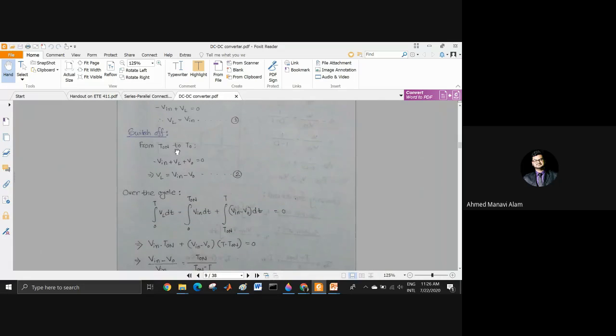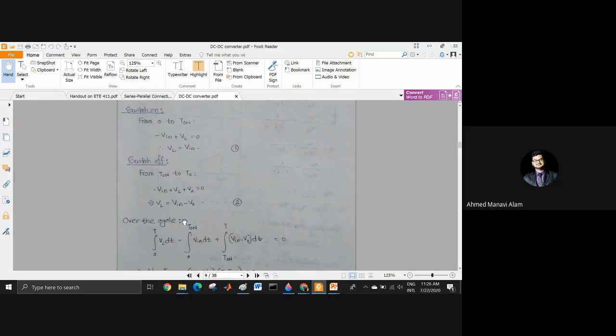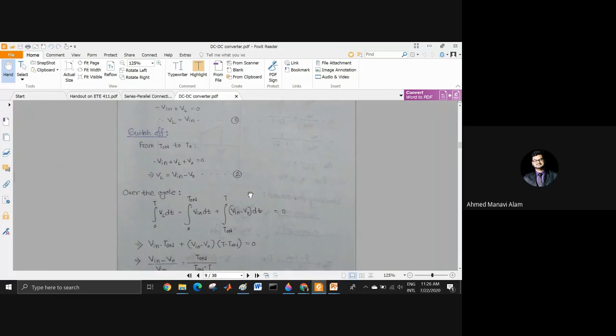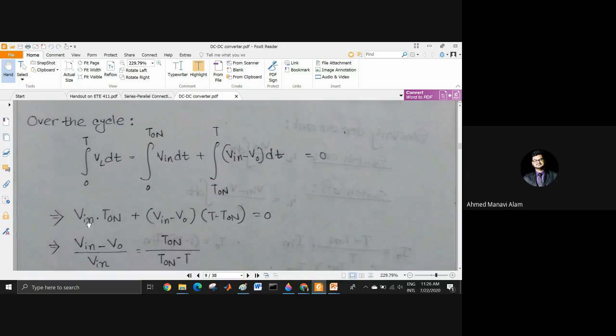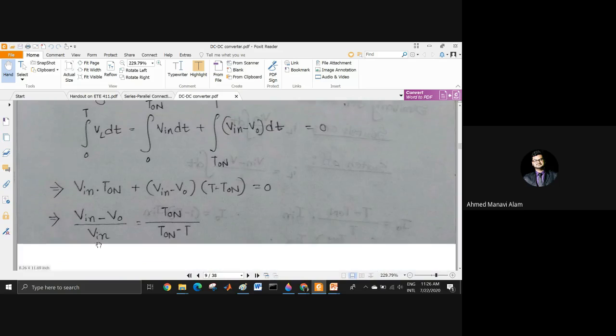There is no need for memorizing, because you are understanding the pattern. Switch is on, switch is off over the cycle. This is the pattern of a DC to DC converter. Now we do the integration. I have gone through the integration in the last class in detail, how the integral of dt is t on. I hope it is no longer needed now. So Vin times (t on minus 0), so it will be Vin t on, plus (Vin minus V naught) times (T minus t on) equals 0.